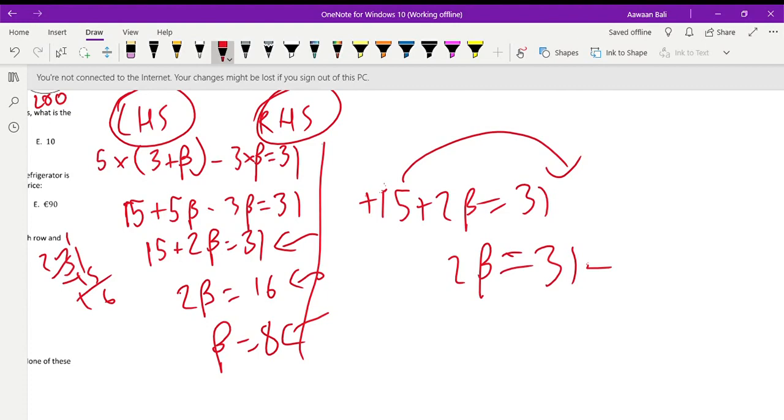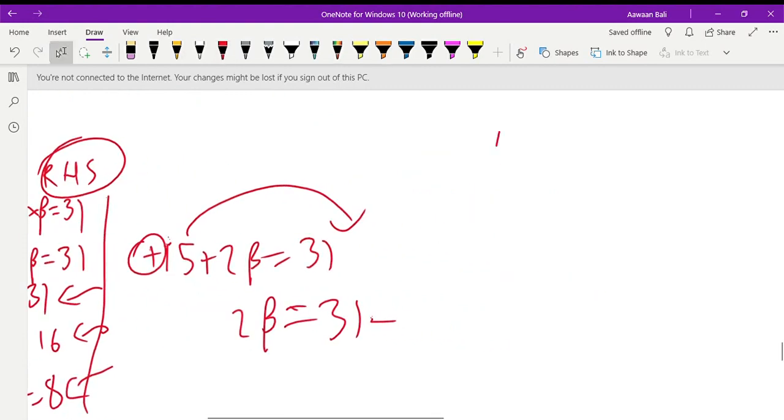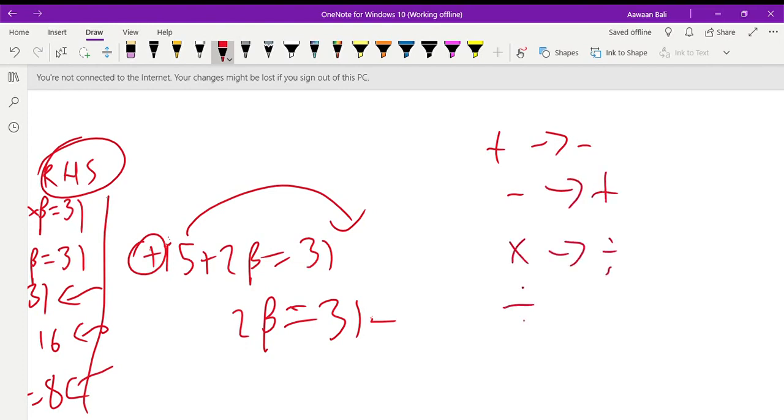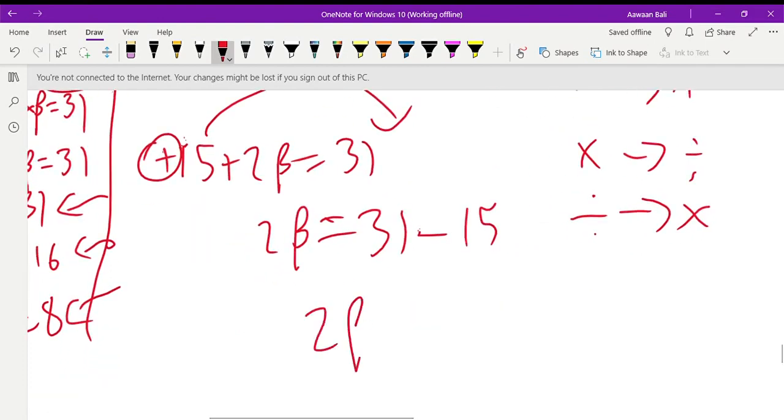So you take the plus with you, and whenever you take it to the other side, the sign becomes the inverse. So plus becomes minus, minus becomes plus, multiplication becomes division, division becomes multiplication. So here it becomes 31 minus 15, and 2b divided by 16.